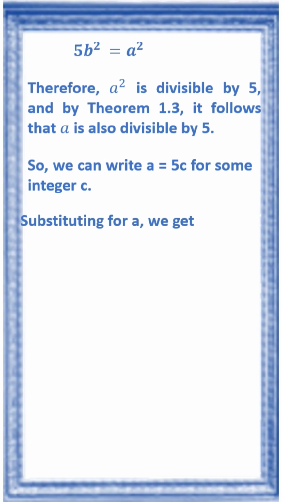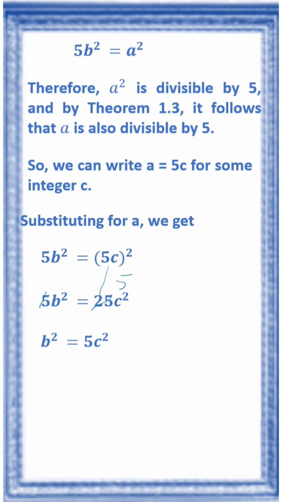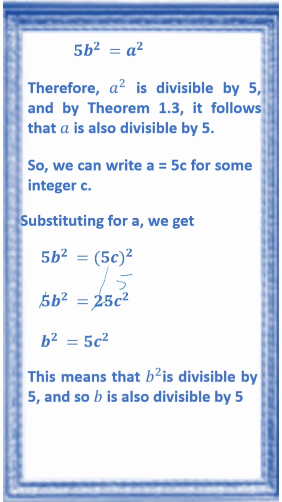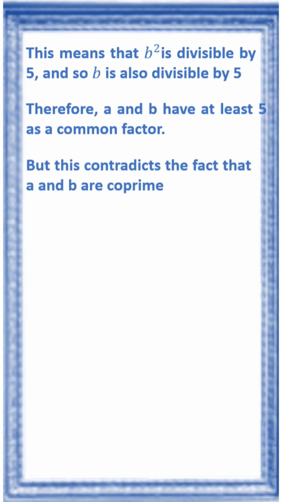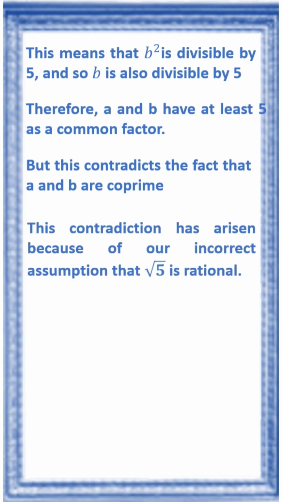Substituting for a, let us write 5c. Means 5b square is equal to (5c) the whole square. 5b square is equal to 25c square. So b square is equal to 5c square. This means that b square is divisible by 5 and so b is also divisible by 5. Therefore, a and b have at least 5 as common factor. But this contradicts the fact that a and b are co-prime. This contradiction has arisen because of our incorrect assumption that root 5 is rational. So we conclude that root 5 is irrational. Hence proved.